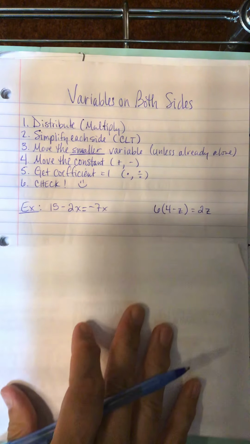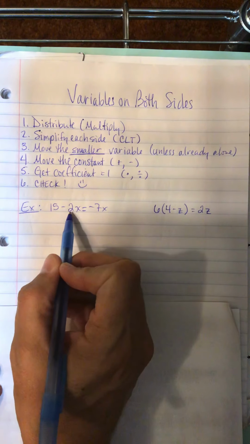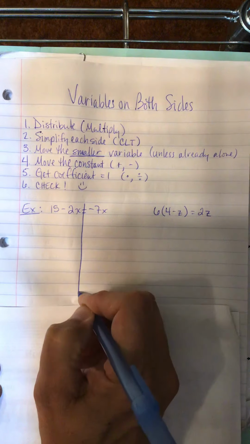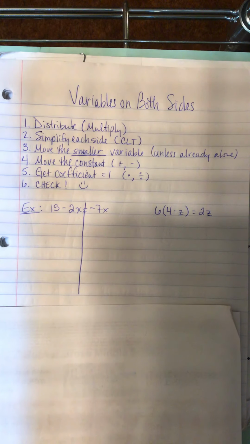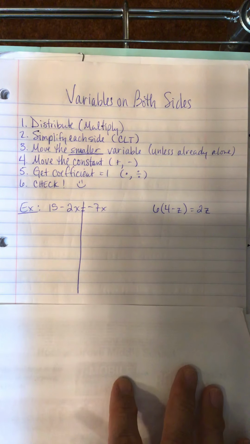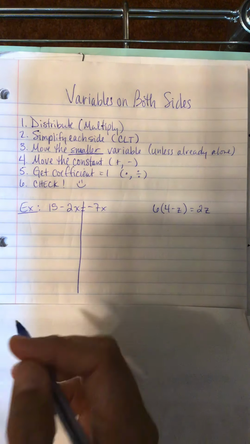So let's work out a couple examples together. First, we have the problem right here. 15 minus 2x equals negative 7x. I'm going to go ahead and draw my line down the middle so that way we can see each side of the equation. Just a reminder, pause, rewind, go back, review the video as you need to. Take your time working through getting everything copied down here.